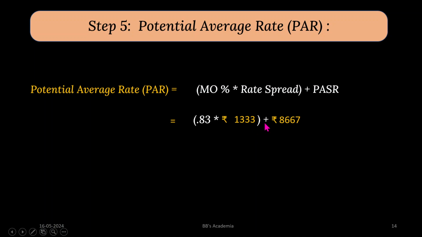1,333 plus the potential average single room rate, that is rupees 8,667, that we have calculated, if you remember that. And then if you calculate this entire thing, you'll get the figure which is nothing but the potential average rate, or PAR, rupees 9,773 in this case. Clear?